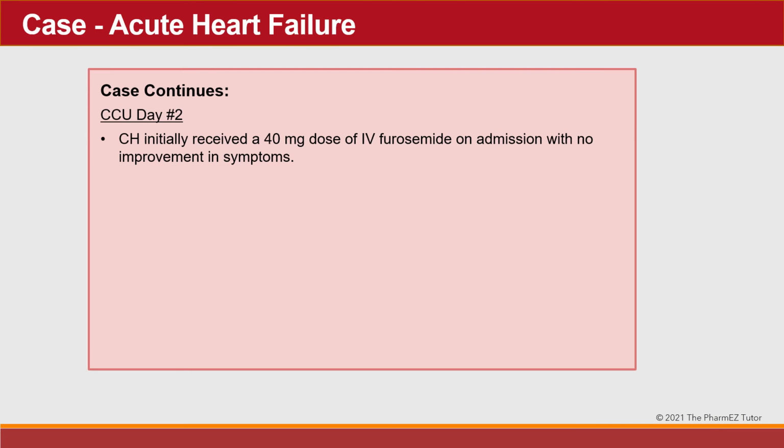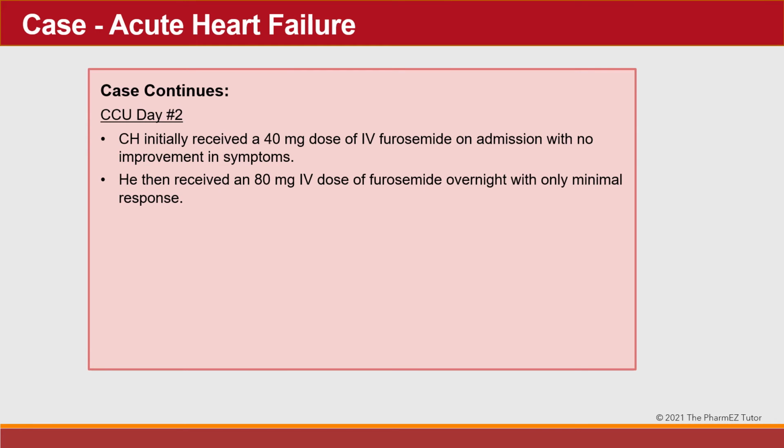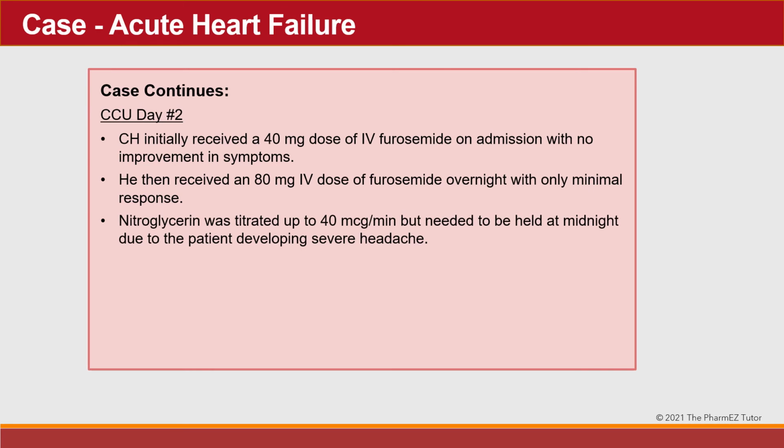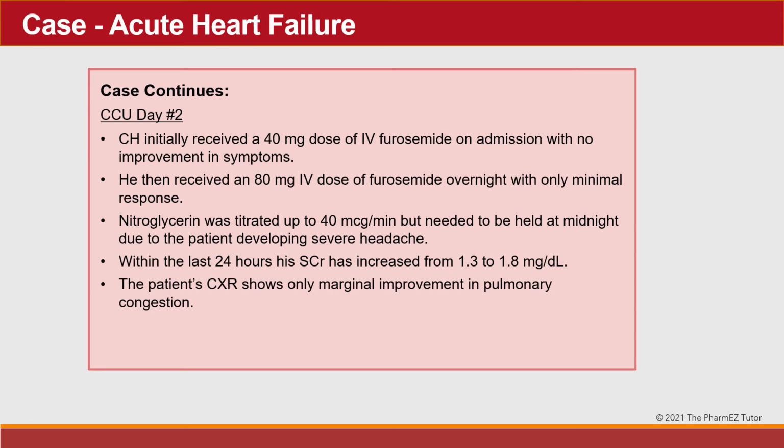The case continues. CH initially received a 40 mg dose of IV furosemide on admission with no improvement in symptoms. He then received an 80 mg IV dose of furosemide overnight with only minimal response. Nitroglycerin was titrated up to 40 micrograms per minute, but needed to be held at midnight due to the patient developing a severe headache. Within the last 24 hours, his serum creatinine has increased from 1.3 to 1.8. The patient's chest X-ray shows only marginal improvement in pulmonary congestion.